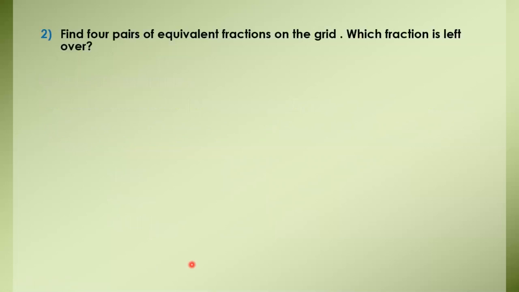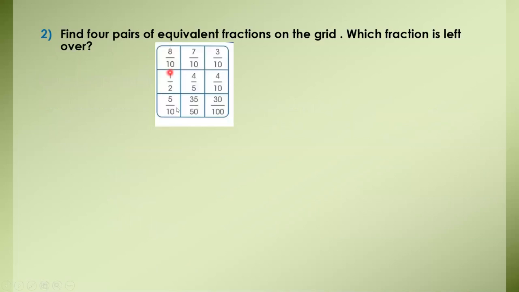Here comes the second question. Find 4 pairs of equivalent fractions on the grid. Which fraction is left over? And this is your fraction grid. From here, you need to find a fraction and its equivalent fraction. After that, you have to find out if any fraction is left over. If so, which fraction is left over?